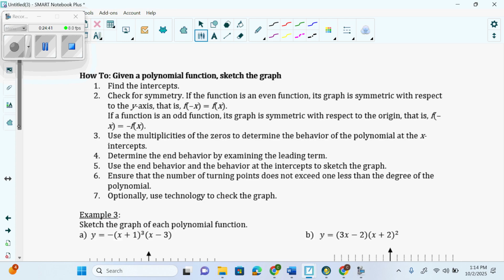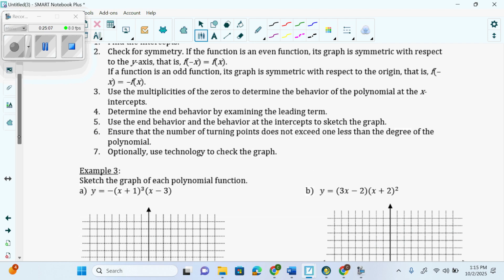All right. So number 1, find the intercepts. 2, check for symmetry. If it is an even function, it's symmetric with respect to the y-axis. If it's an odd function, it is symmetric with respect to the origin. Use the multiplicity of the zeros to determine the behavior of the polynomial. If it has multiplicity 2, you get tangent. If it's multiplicity 3, you get a point of inflection. Determine the end behavior by examining the leading term. Use the end behavior and the behavior of the intercepts to sketch the graph. Ensure the number of turning points does not exceed 1 less than the degree of the polynomial.